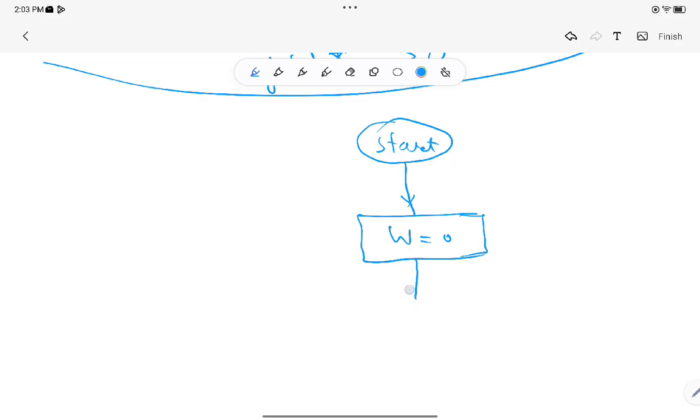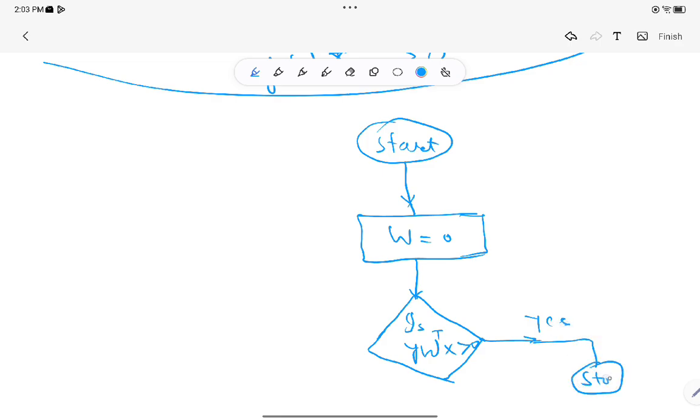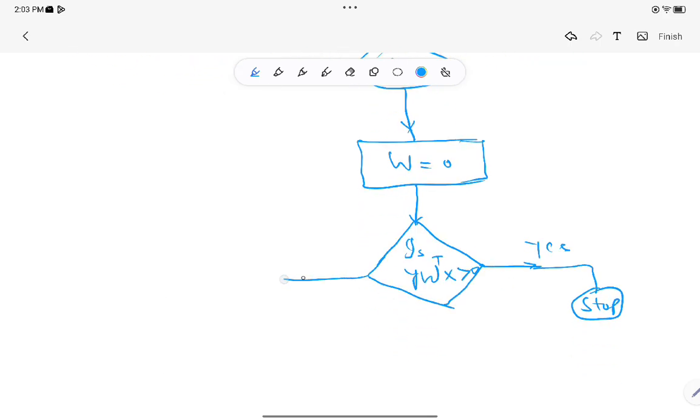Now do this thing. Test this condition. Testing is done in this diamond shaped figure. Test this condition. Ask, is y w^T x greater than 0? If yes, then stop, because w is the true w, the correct w. Then it is correct. If no, suppose it is no, then what should we do? If it is not greater than 0, then what should we do?